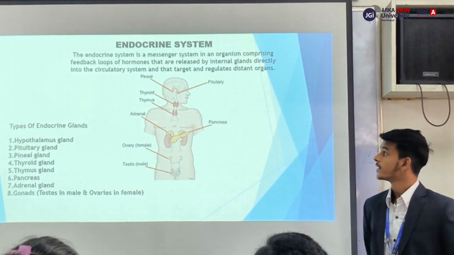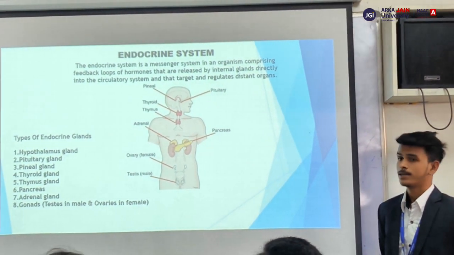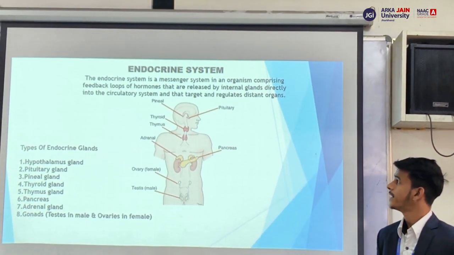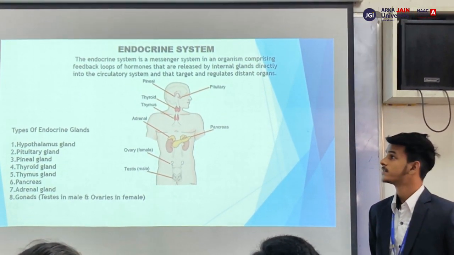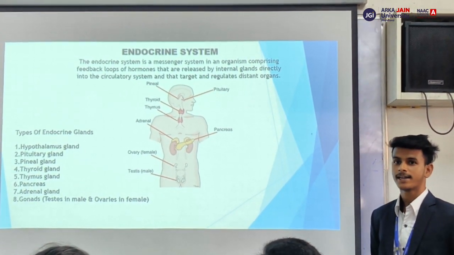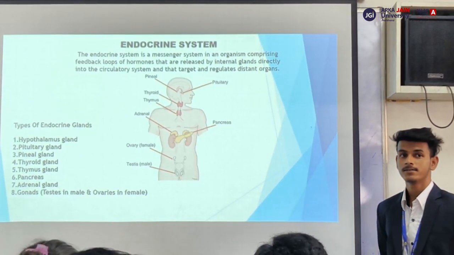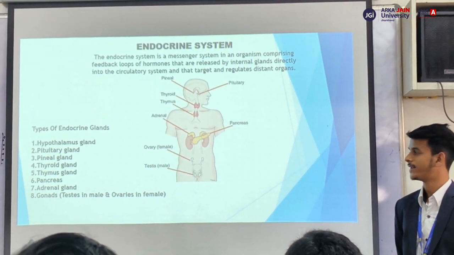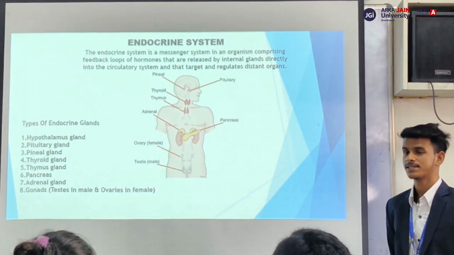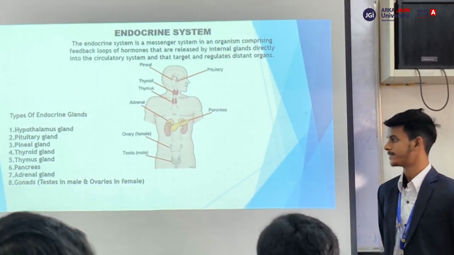The endocrine system is a messenger system in an organism which comprises a feedback loop of hormones that are directly released into the circulatory system and that target and regulate distinct organs. There are 8 endocrine glands: hypothalamus gland, pituitary gland, thyroid gland, thymus gland, pancreas, adrenal gland, and gonads.